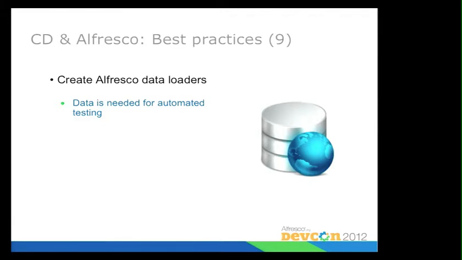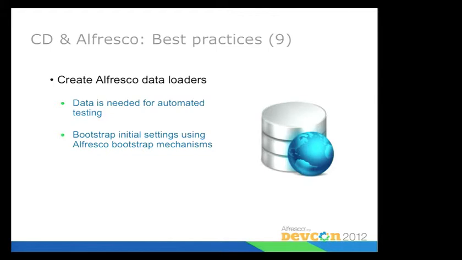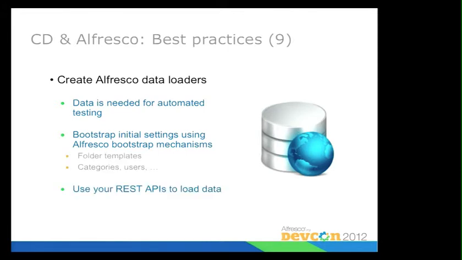So automated data loading each time when you produce the build, or actually when you do a deployment, is needed. You can use all of the Alfresco mechanisms that are available to do this. You can use ACPs, you can use bootstrap mechanisms to create folder templates, categories, users, stuff like that. Also to add actual data, actual documents in it.